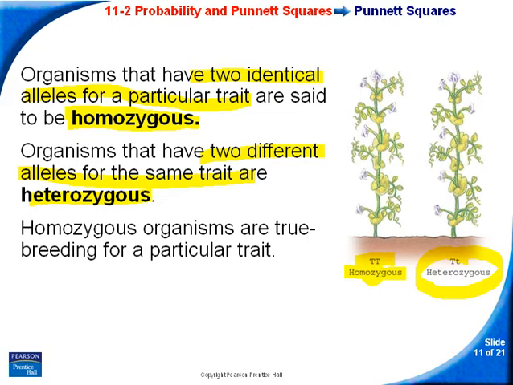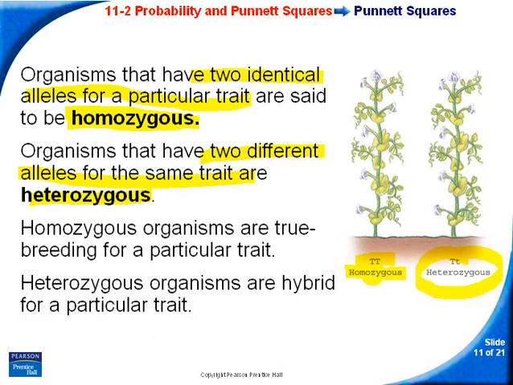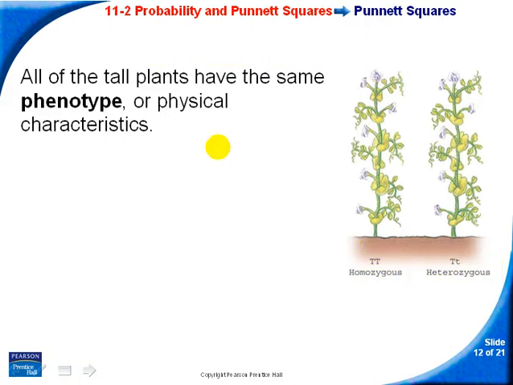He got a bunch of true breeding pea plants, and they were homozygous for the trait that he was interested in. And heterozygous organisms, we say, are hybrids. We said that a hybrid is the result of the cross of two purebred organisms that have the opposite forms of the trait. So these are hybrids. Hybrid is a word we often use for heterozygous.